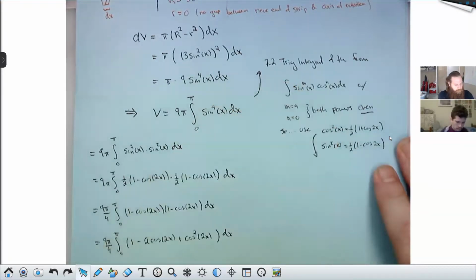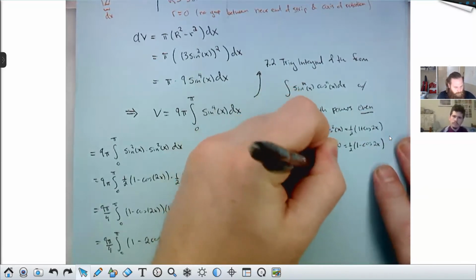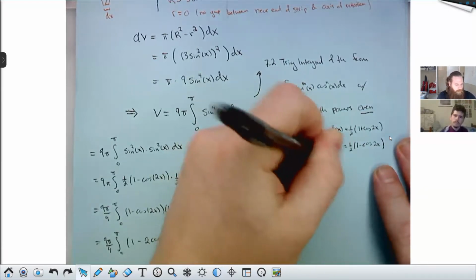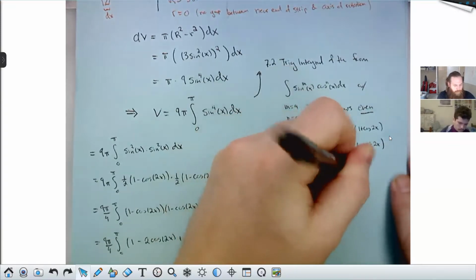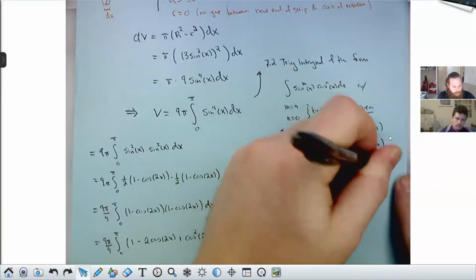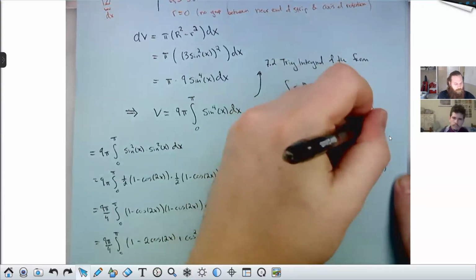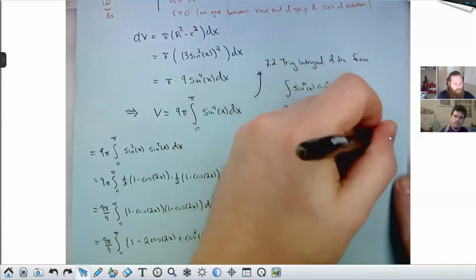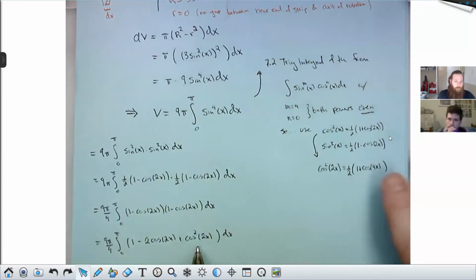I would say if cos squared of x is 1/2 times 1 plus cos 2x, then cos squared of 2x should be 1/2 times 1 plus the cos of 4x. What matters is that the inside of the trig function on the right is double the inside of the trig function on the left. So this piece I'll replace by this thing.